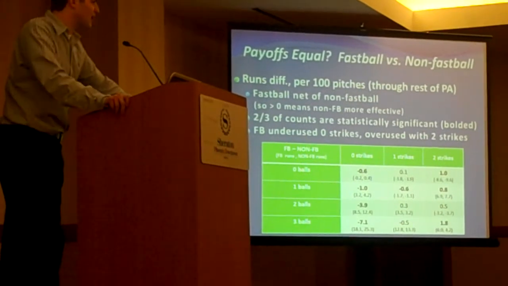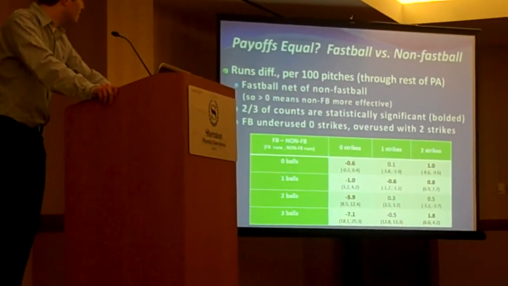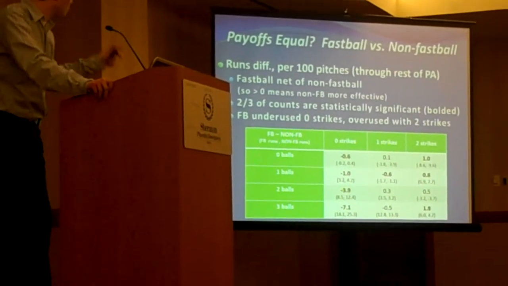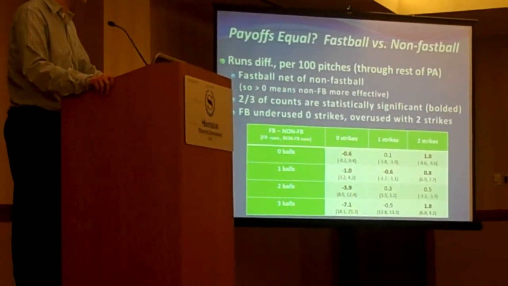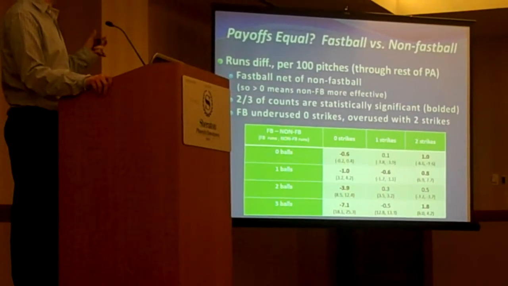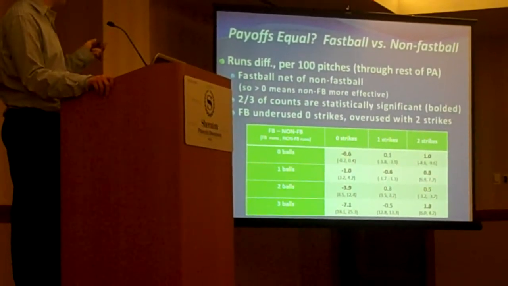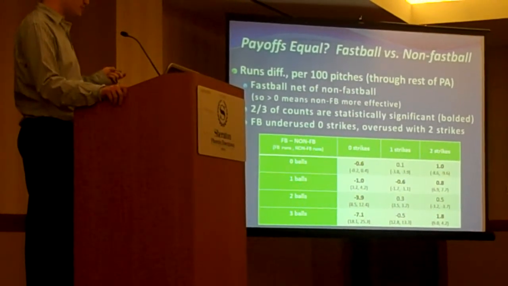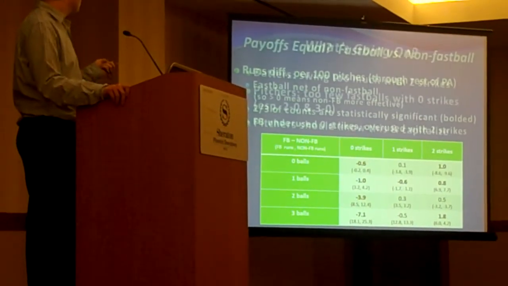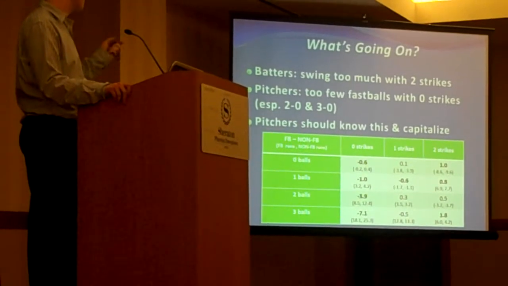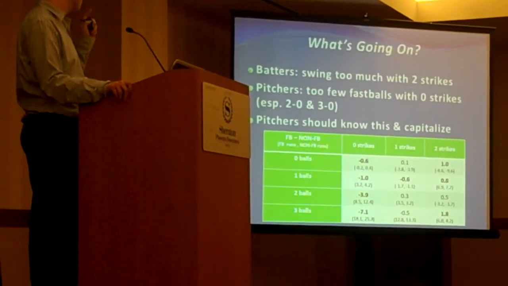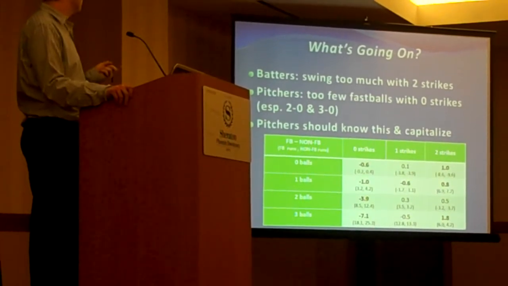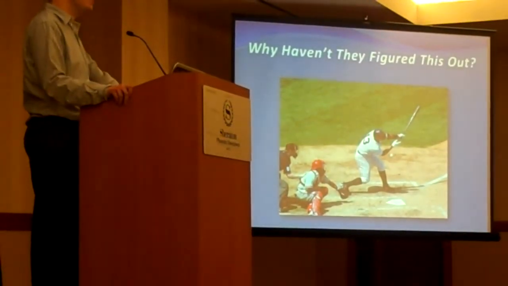This table up here does not control for the hitter quality. I did look at that a few different ways. It didn't really change results much. It kind of took 0-0 counts, maybe 1-0 counts down a little bit. But you still get the pitcher behind in the count, he's not throwing enough fastballs. Pitcher ahead in the count, he's throwing too many fastballs. And so that's basically the batter swinging too much with 2 strikes, especially 2-0, 3-0 counts, to fastballs. Pitchers should know this and capitalize. So there's your answer. But why haven't they figured this out?